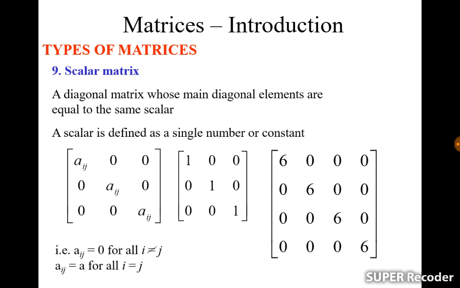Scalar matrix: a diagonal matrix whose main diagonal elements are equal to the same scalar. A scalar is defined as a single number or constant.